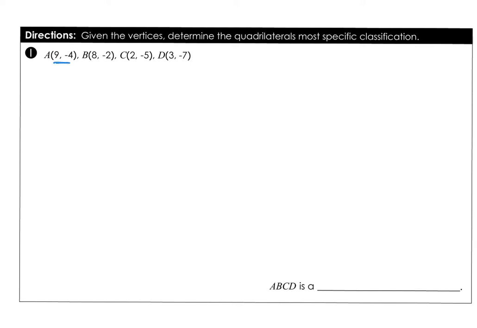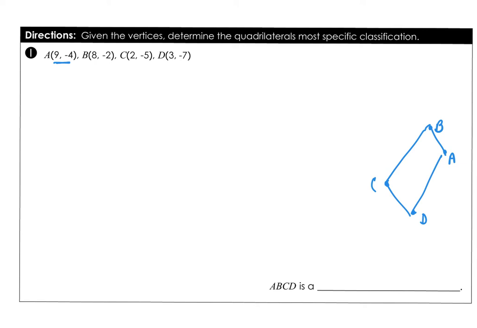So if I were to look at (9, -4), that would take me right and down. And so you can say, okay, A is down here. (8, -2), well, that would take me right and then down not as far. (2, -5), that would take me +2, so not as far right, but down a little bit farther. And then (3, -7), that would take me here and maybe a little bit further down. Like, I don't have to do it exactly. Obviously, if I were to put this on coordinates, I would want them perfect. But it gives me an idea of which ones I'm trying to find.